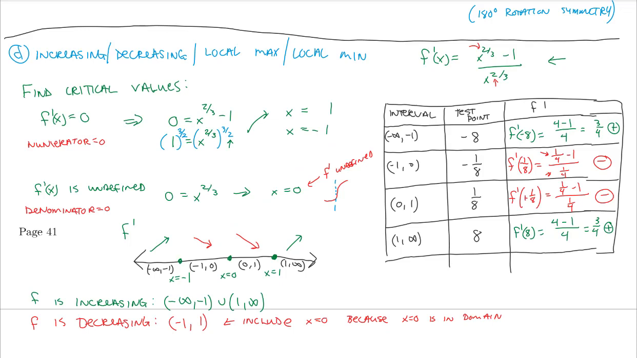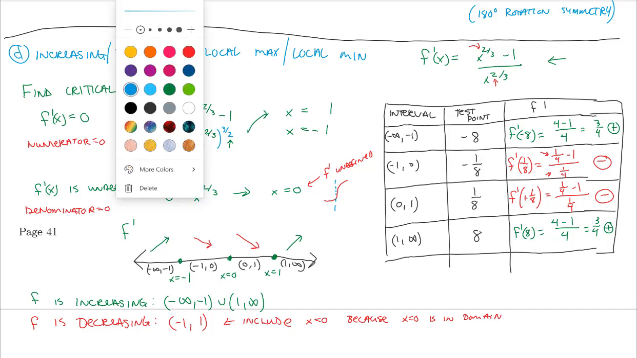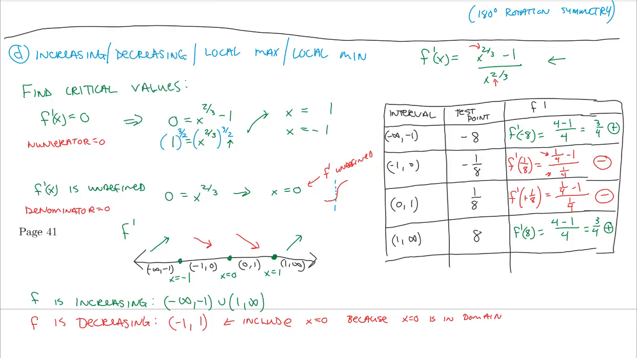So let's take a look at this work again, and there's one last thing that we can determine from our number line with the first derivative. We can tell that the critical value at x equals -1 is a local maximum, and the critical value at x equals +1 is a local minimum, and we can also tell that the critical value at x equals 0 is neither a max nor a min. So we have a local maximum at x equals -1 and a local minimum at x equals +1.